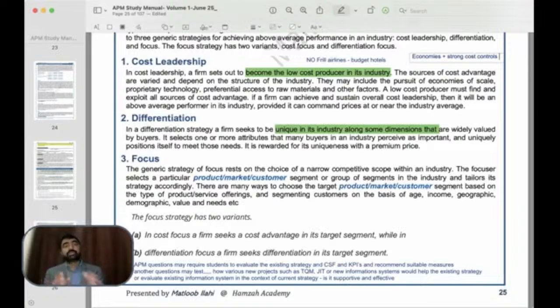Because if cost controls are weak, that means the cost would fluctuate. If cost is fluctuating, this would affect profit margins for a cost leader. But on the differentiation side, the business would have more customer loyalty. And customer loyalty can be achieved with value addition, adding value.